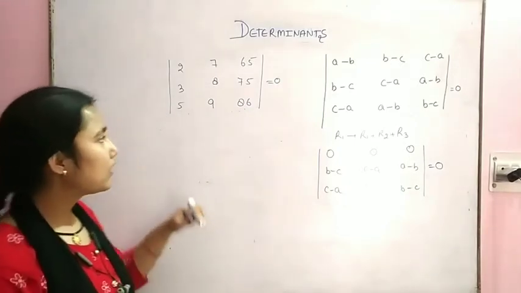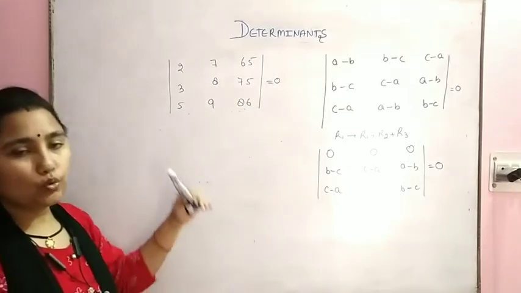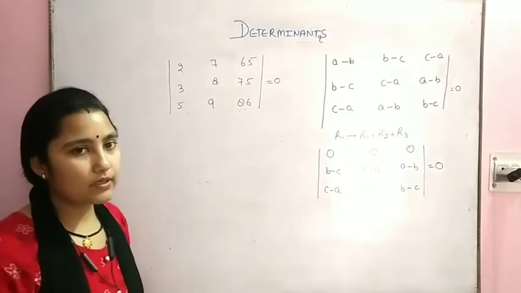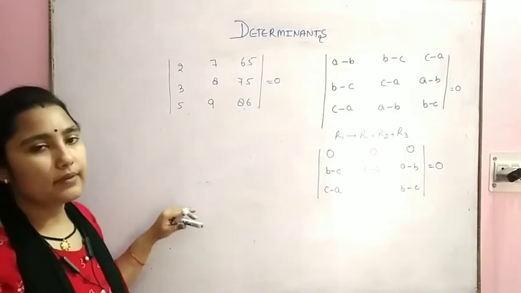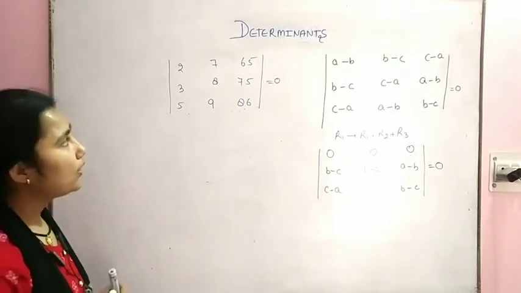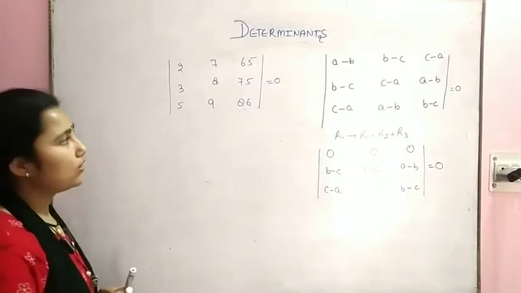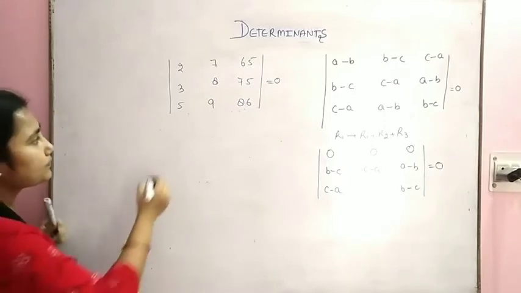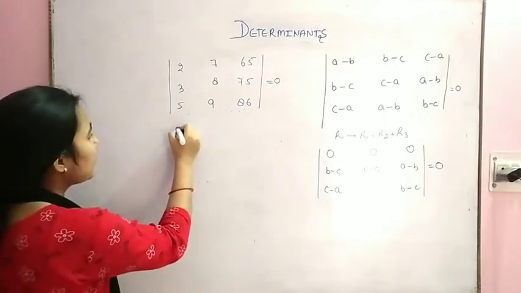First, we have to make any two rows or any two columns identical. Then we can say directly this determinant equals 0, or all the entries of any row or any column equal 0. So just apply.